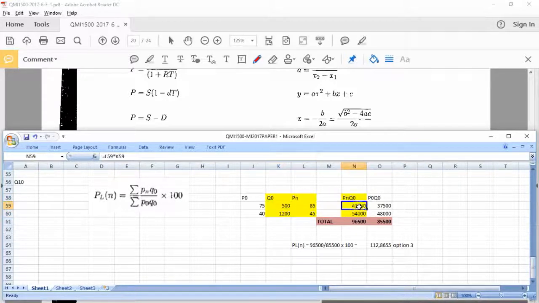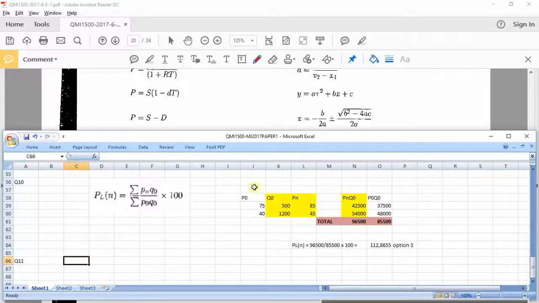Q0 is here. So you first need to multiply them together. So 500 times 85 gives you that. This times that gives you that. Then you add those two. You add that, you don't add that. You're adding the sum of the P times the Q.